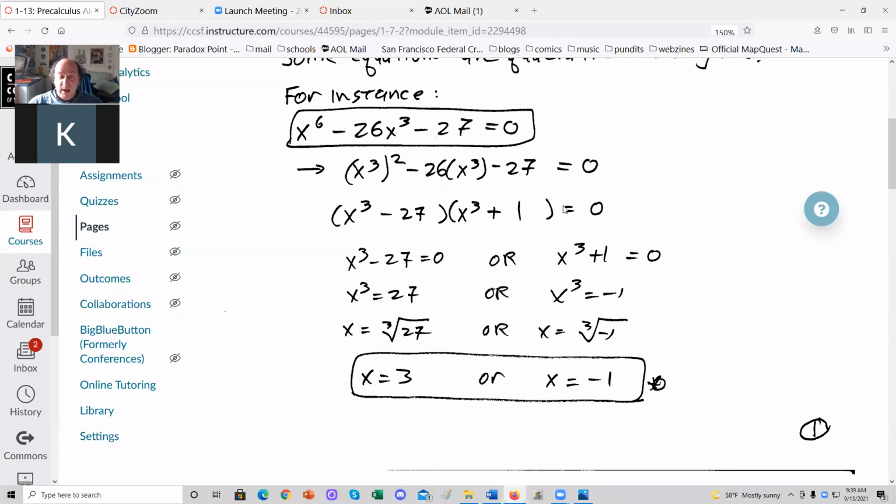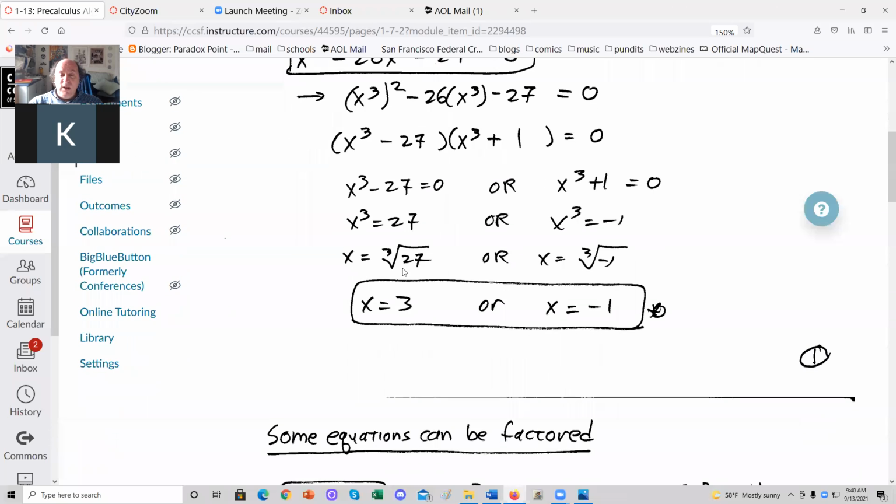This happens to factor. (x cubed minus 27)(x cubed plus 1) equals 0. So solution by factoring. Either x cubed minus 27 is 0 or x cubed plus 1 equals 0. And then we transpose. x cubed equals 27 or x cubed equals negative 1. Take cube roots and get x equals 3 or x equals negative 1. Those are the two real solutions. Now, from here, you could actually try and solve for complex roots, but that's for later.